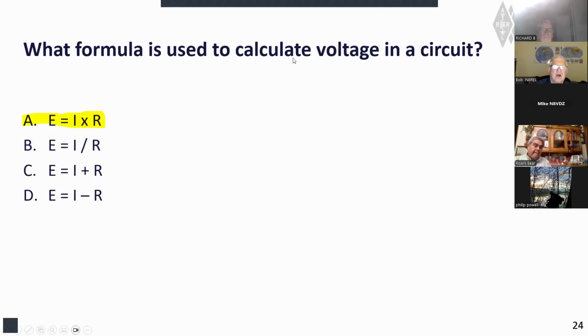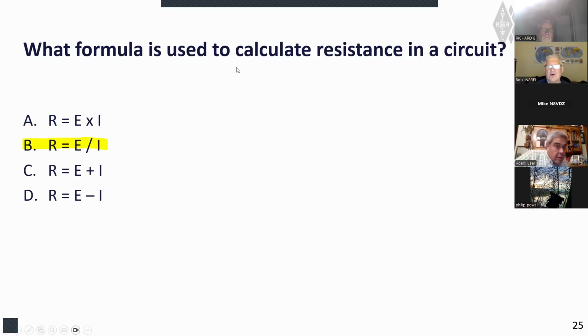And how do you measure voltage? Voltage is that top number, so you're going to say I times R, which is amps times ohms. And of course, this is the other part. Resistance equals volts over amps.